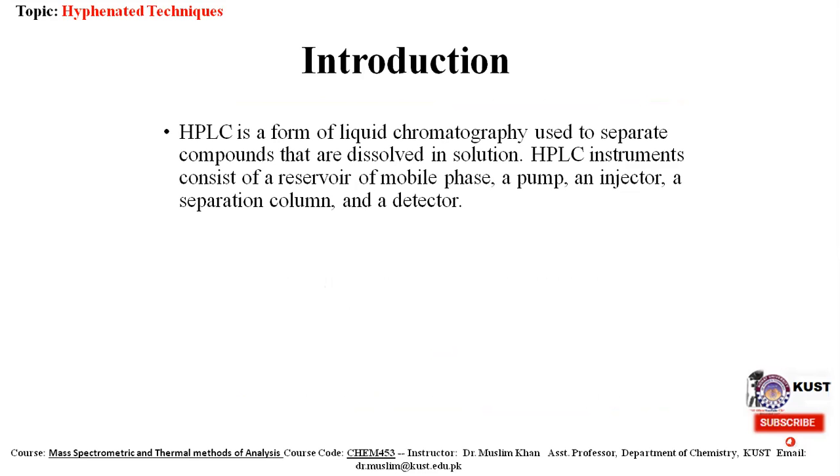What is high performance liquid chromatography? HPLC is a form of liquid chromatography used to separate compounds that are dissolved in a solution. An HPLC instrument consists of a reservoir of a mobile phase, a pump which can pump the mobile phase, an injector in which the sample is injected into the mobile phase, and then a separation column which can separate the analytes from each other, and at last a detector.